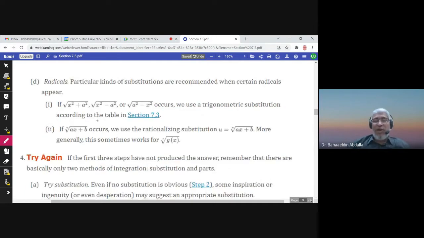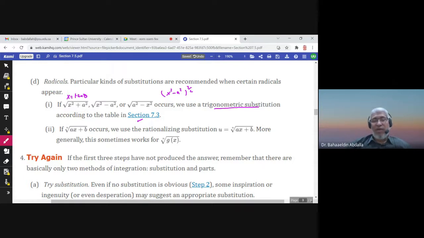Now, if you have square root of x squared plus a squared, or square root of x squared minus a squared, or square root of a squared minus x squared, then you use the trigonometric substitution we studied in section 7.3. Here you take x as tan theta, here you take x as secant theta, here you take x as sine theta. So if you have one of these square roots, or even x squared minus a squared to the power 3 over 2, for example, you can also use 7.3.